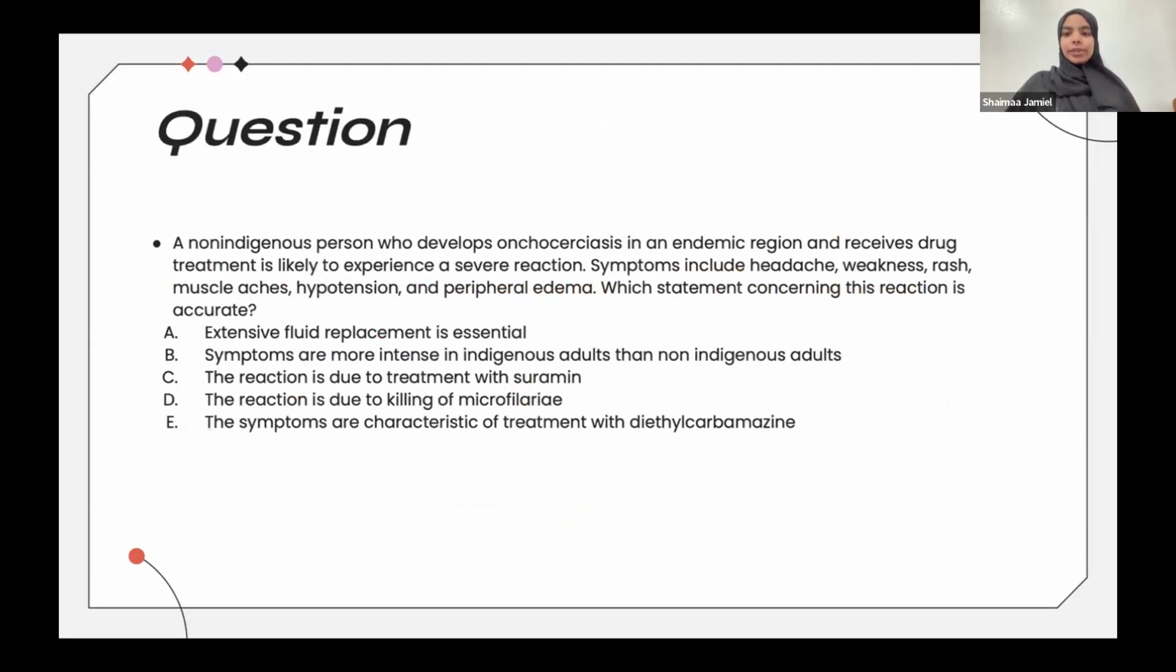Okay, so this is the question. A non-indigenous person who develops onchocerciasis in an endemic region receives treatment and is likely to experience a severe reaction. Symptoms include headache, weakness, muscle aches, hypertension, and peripheral edema. Which statement concerning this reaction is accurate?